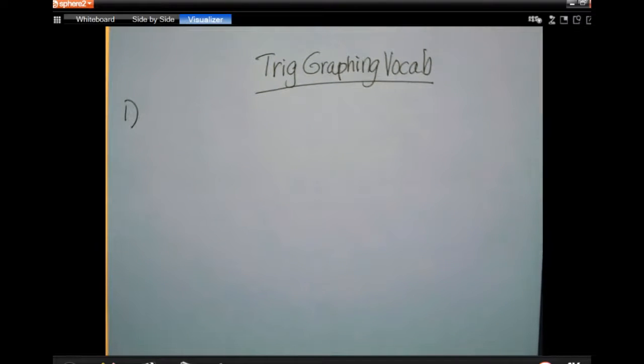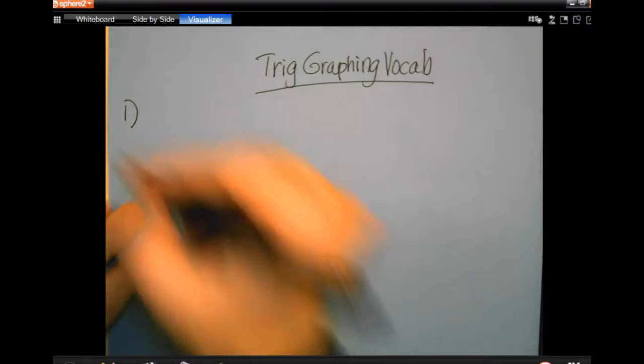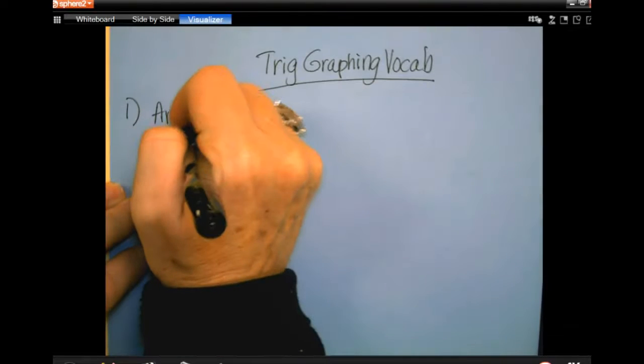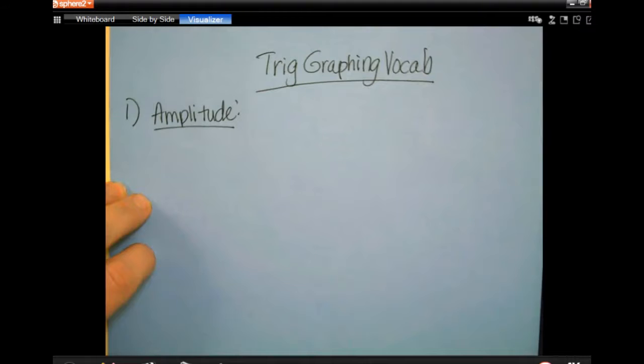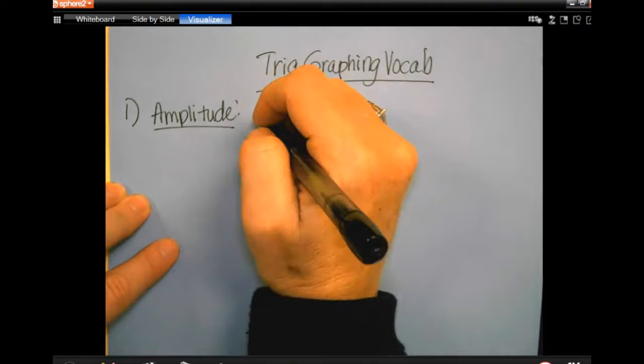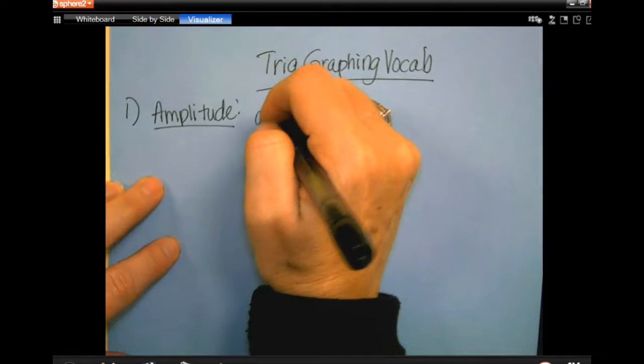So, when we talk about graphing, we're going to talk about 3 attributes today. We're going to talk about amplitude, period, and phase shift. The first one I'm going to talk about is amplitude. Amplitude is always positive.